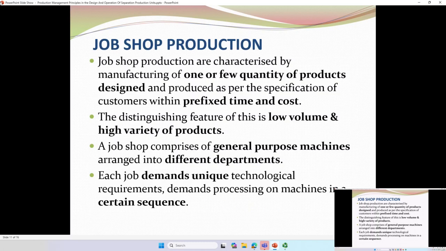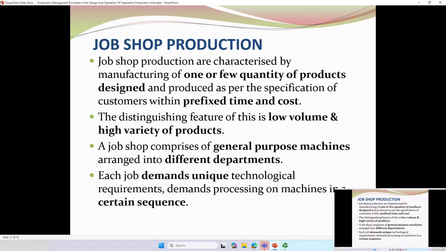So now, what is job shop? Job shop production is characterized by manufacturing of one or a few quantities of products, designed and produced as per the specification of the customer within a prefixed time and cost. The distinguishing features of this are low volume and high variety of products. A job shop company has general purpose machines arranged into different departments. Each job demands unique technological requirements, and demands processing on machines in a certain sequence.